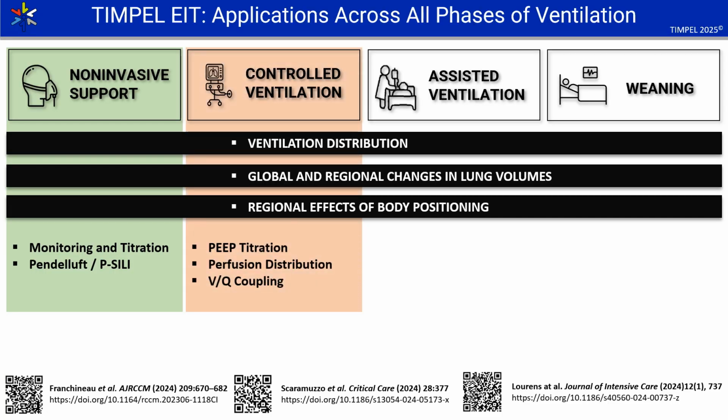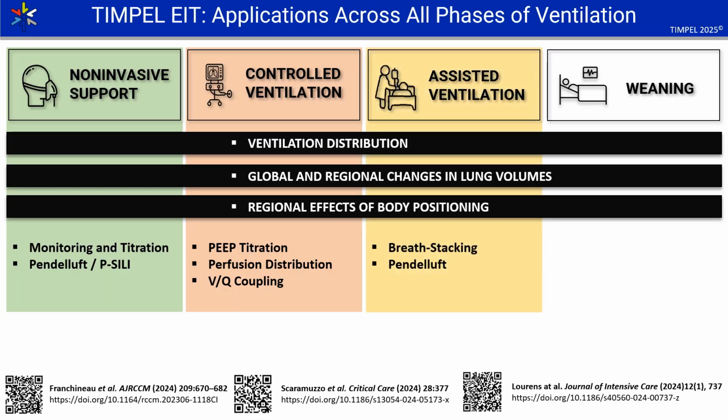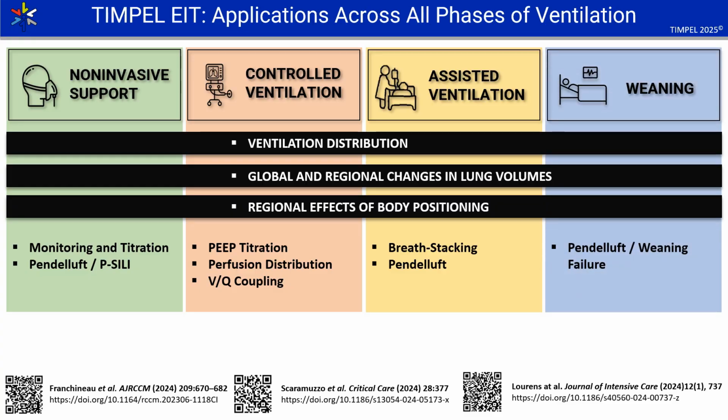In controlled ventilation, EIT enables precise PEEP titration by measuring percentages of overdistension and collapse at each PEEP level. The VQ tool identifies lung perfusion defects and displays ventilation-perfusion coupling. During assisted ventilation, EIT detects breath stacking and quantifies its clinical impact using the asynchrony index. During weaning, EIT again contributes by detection of pendelluft, a known risk factor for weaning failure.